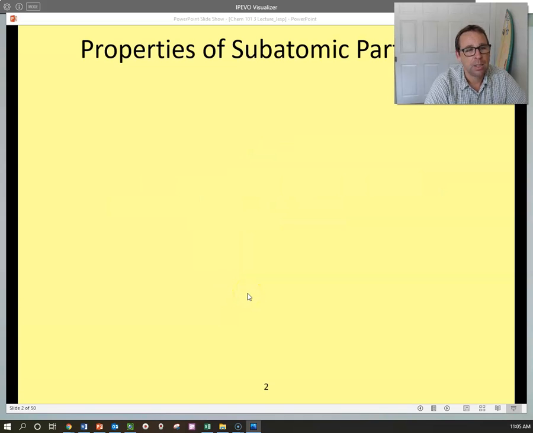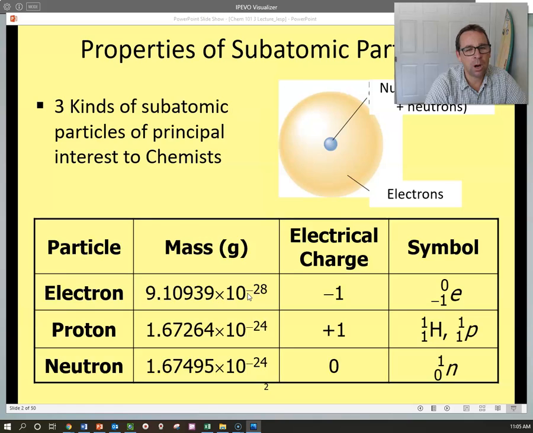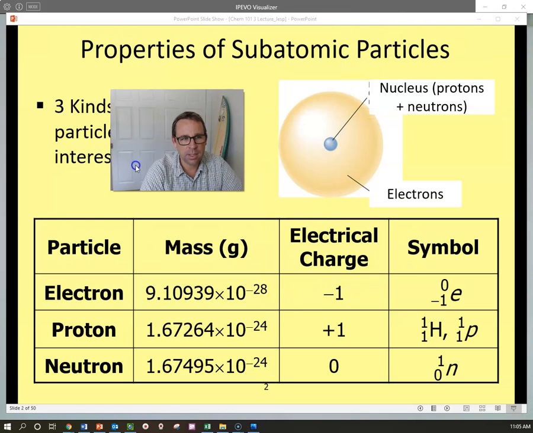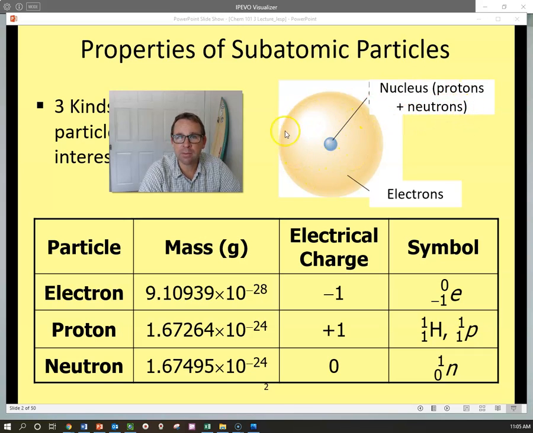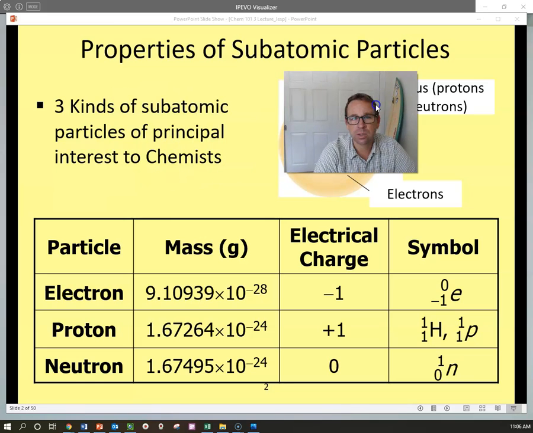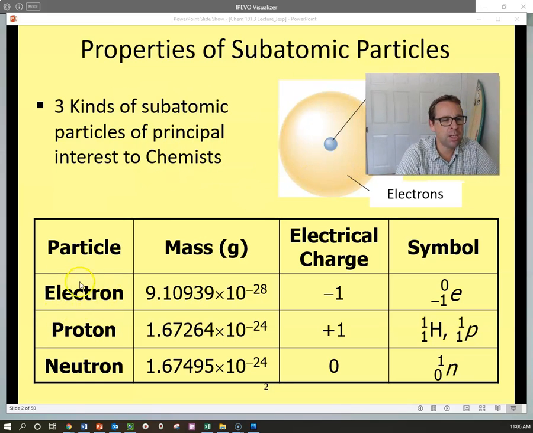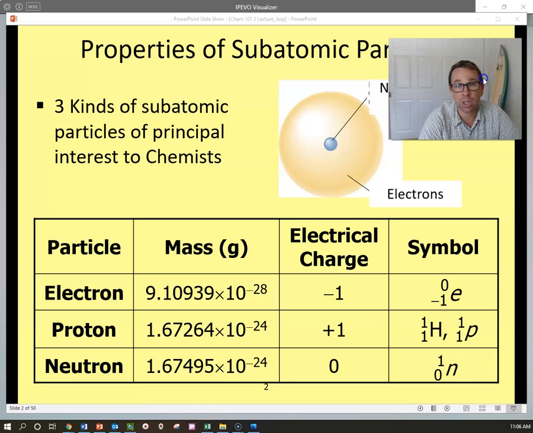Okay. Our understanding of the atom that we've already discussed is that we have an atom with a nucleus, and in the nucleus we have neutrons and protons. Again, this should be pretty much review. Outside of the nucleus we have our electrons. So our three kinds of subatomic particles are our electrons, our neutrons, and our protons.